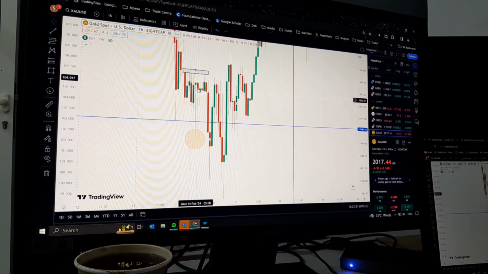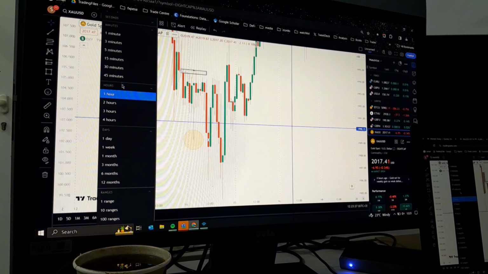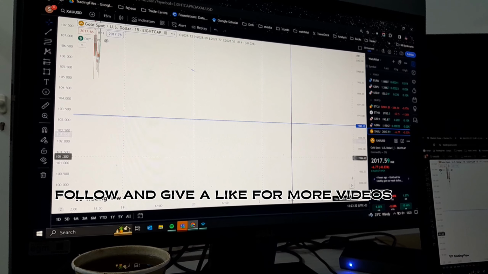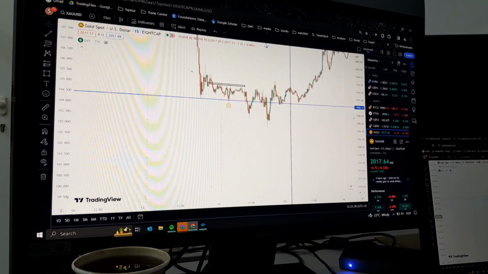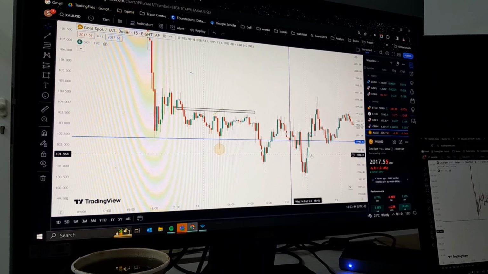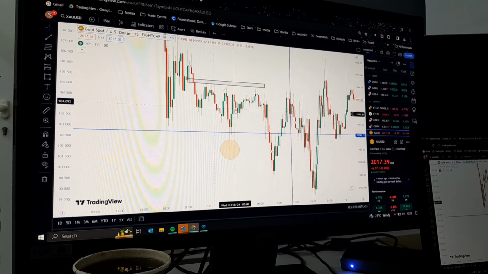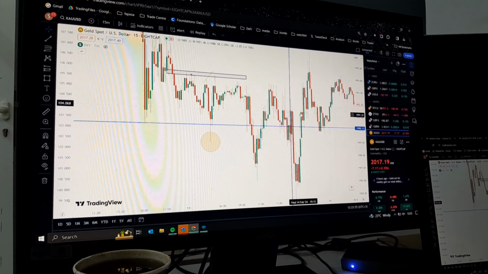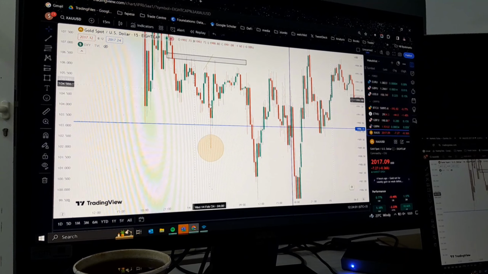Once we have a rejection at this point, we look for a 15-minute FVG. From the previous videos, you know we look for 3 types of FVGs: the balanced, the implied, and the inverse FVG. So at this point, once we have a 1 hour rejection, we look for an FVG.